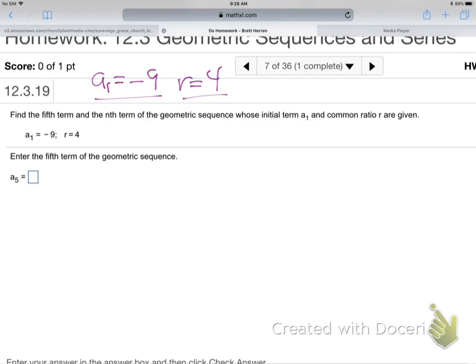Okay, so try to get all the way down to the 5th term. So the first term is negative 9. Then you just go times 4, times 4, times 4. Use your calculator.